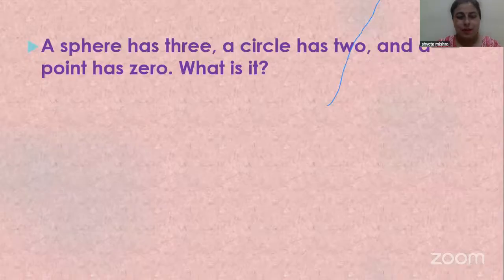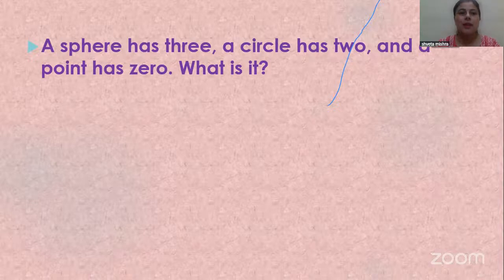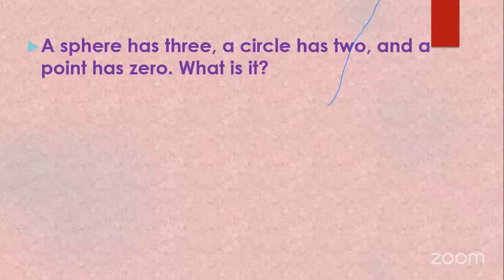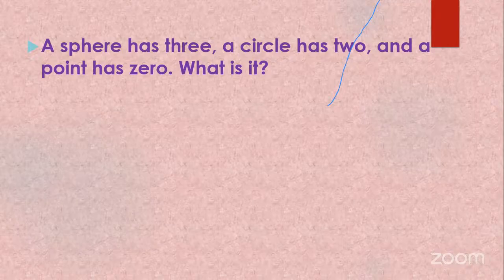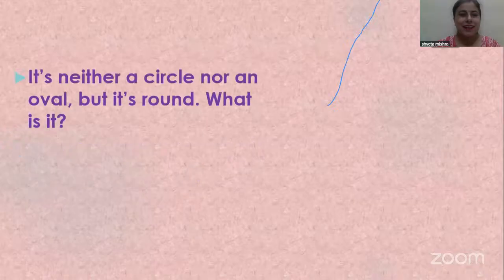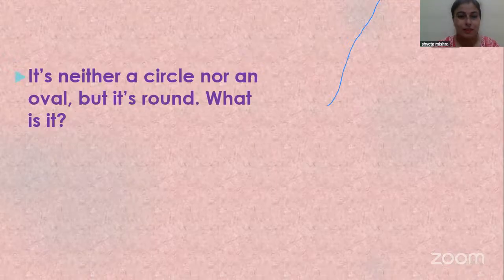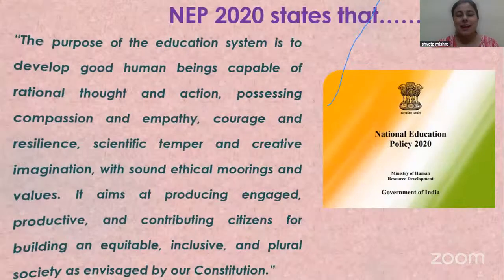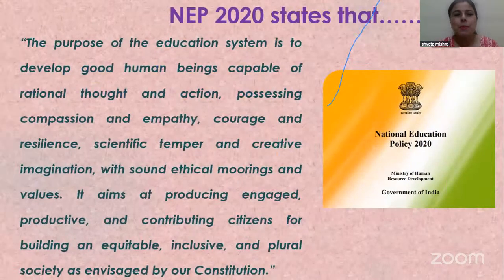One more. A sphere has 3, a circle has 2, and a point has 0. What is that thing which a circle has? Ma'am, dimension. Dimensions. Very interesting. And just one more. It's neither a circle nor an oval, but it is round. What is it? Sphere. Fantastic.